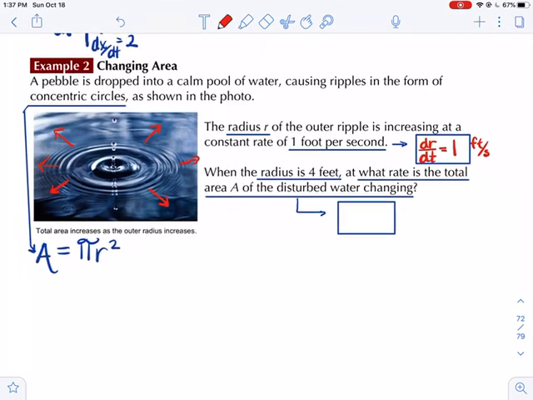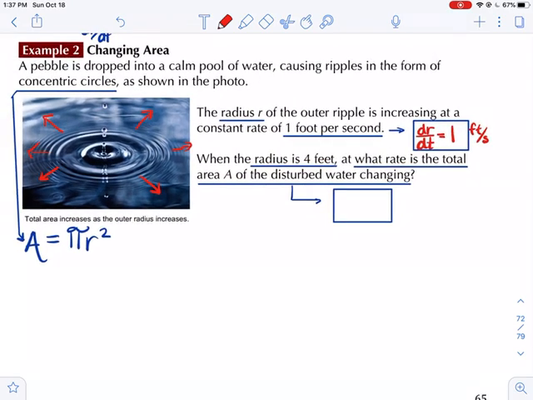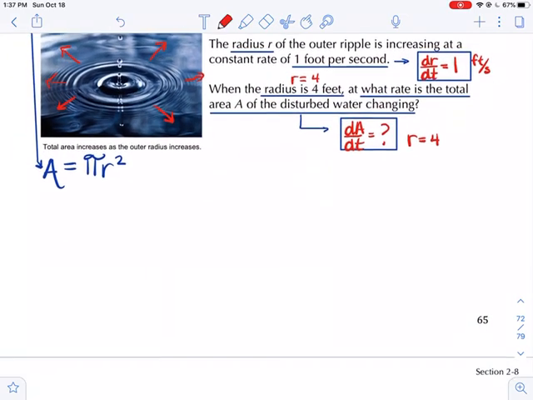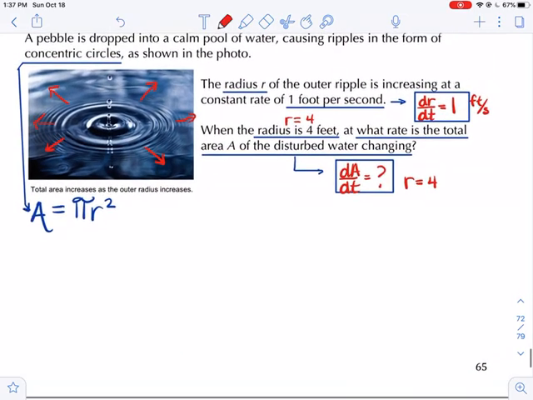foot per second. Okay. When the radius is 4 feet, so now we have r equal to 4. At what rate is the total area of the disturbed water changing? So now in the end, what we want to know for a question is what is dA/dt when r is equal to 4, okay? So we start off with a formula as I have over here. We have area is equal to pi r squared.